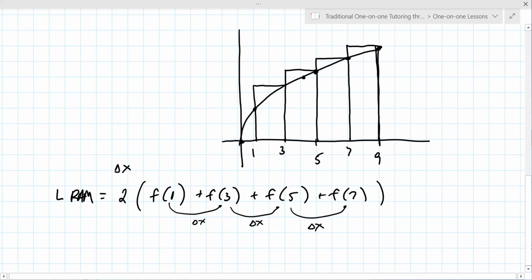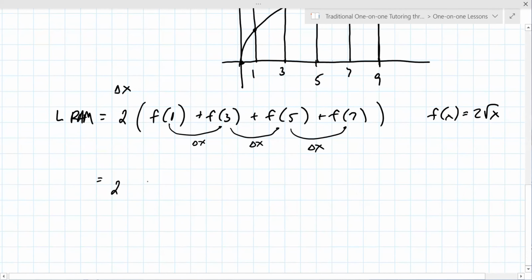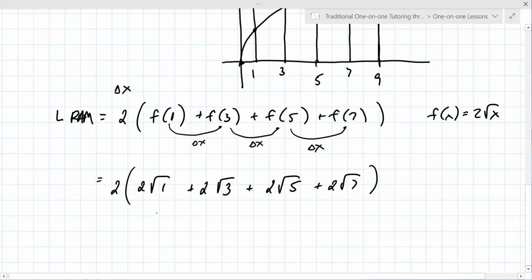Okay, so your f of x is 2 square root of x. So the calculation is 2 times the square root of 1 plus 2 times the square root of 3 plus 2 times the square root of 5. So I'm just putting these numbers 1, 3, 5, and 7 into here, plus 2 square root of 7. And that's your final answer. You can't do anything more with this, but if you had a calculator, you could maybe do something.